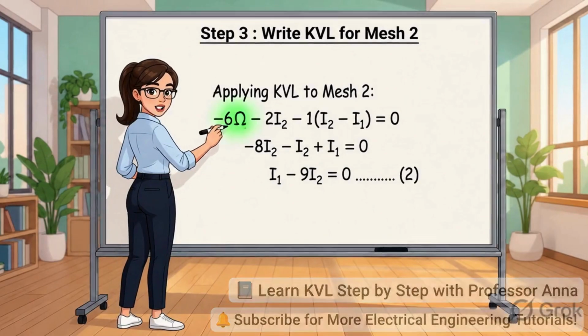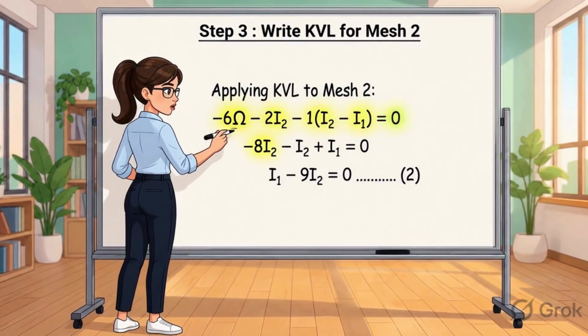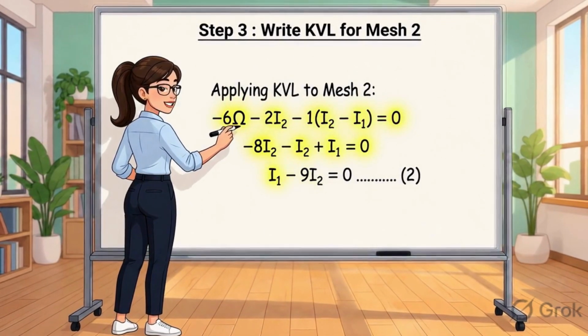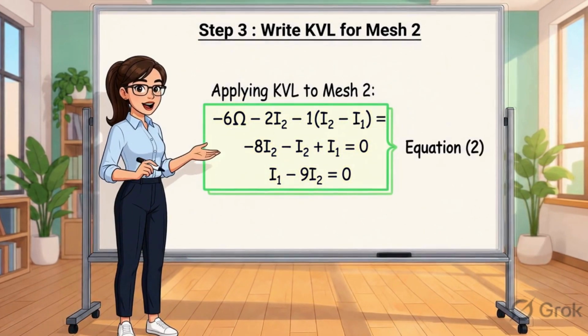Now let's apply Kirchhoff's voltage law to mesh 2. We subtract the voltage drops across the 6-ohm resistor, the 2-ohm resistor, and the shared 1-ohm resistor. After simplifying, we obtain our second mesh equation.